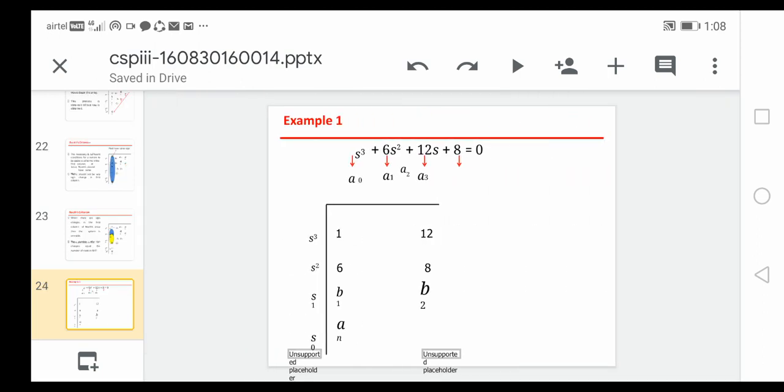Here I am considering a simple example: s cube plus 6s square plus 12s plus 8. Then you need to write down the coefficients of s cube and s square. Once you find s1 and s0, by writing the first column after calculating all the rows, then you need to find out the sign changes.